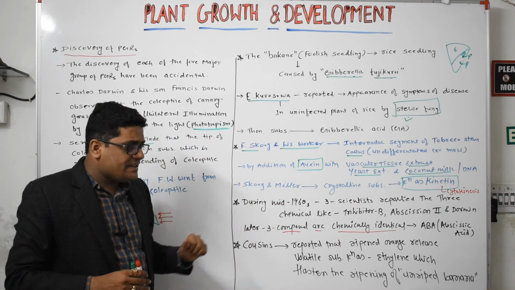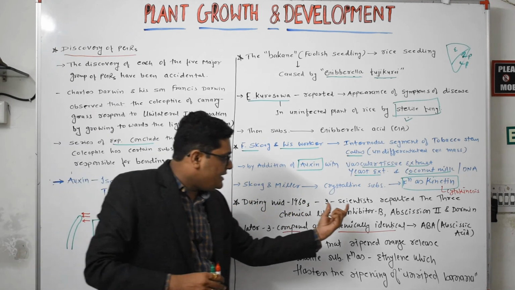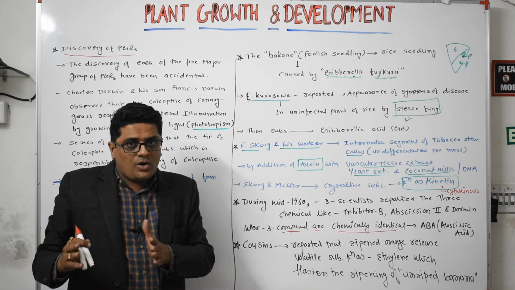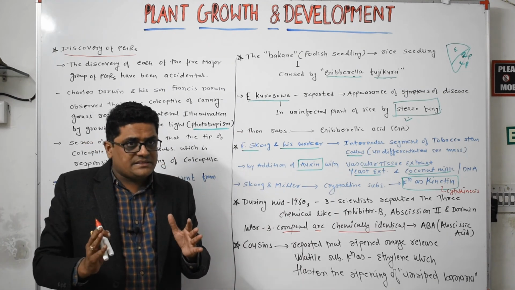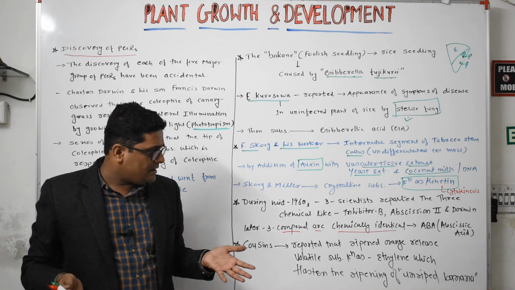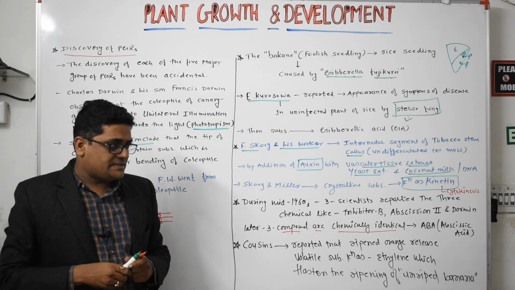Then during the mid-1960s, three scientists reported three different substances: inhibitor B, abscission II and dormin. But later on, all three substances were found to be chemically identical, meaning they are chemically similar. So they were put under one name, known as abscisic acid.